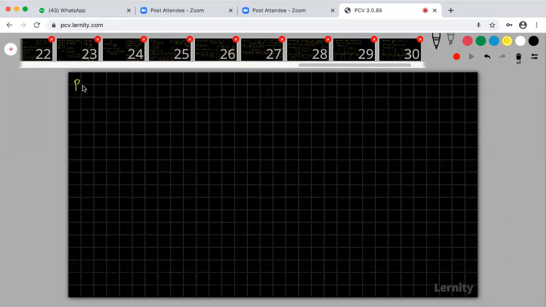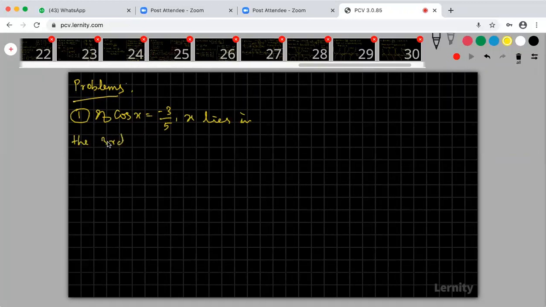So now come to the problems. First problem: if cos x is equal to minus 3 by 5, and x lies in the third quadrant, find the value of the other 5 trigonometric functions.